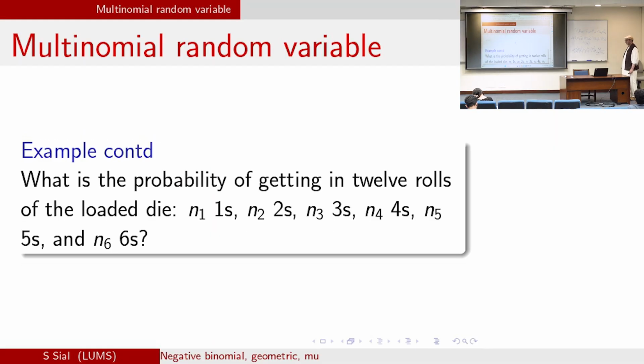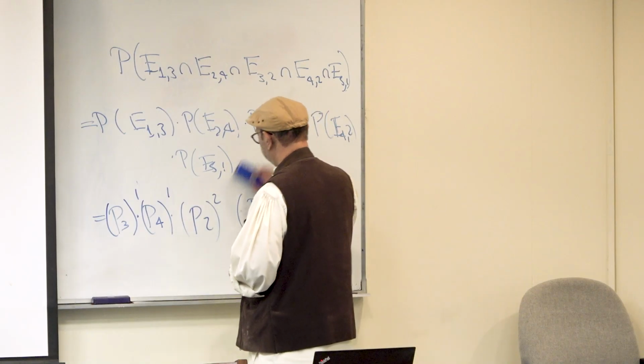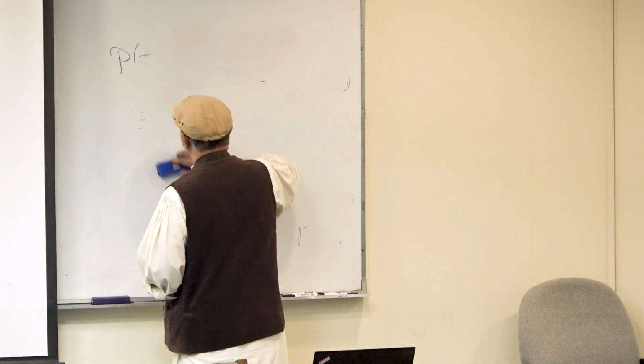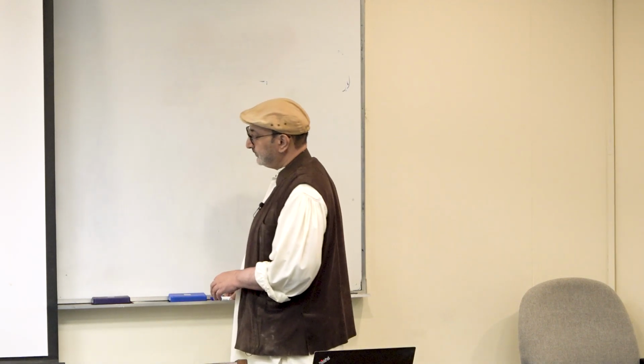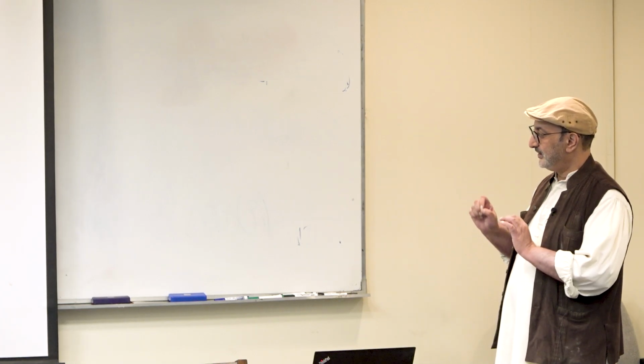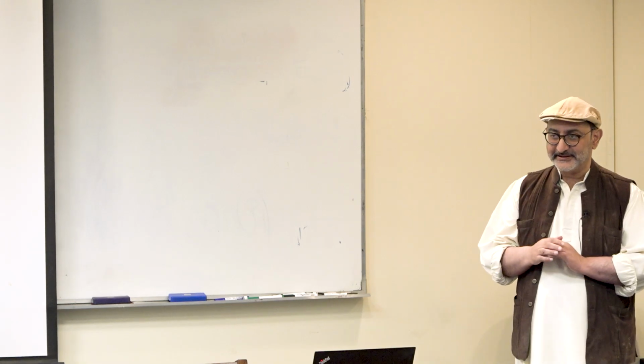Okay. Now, for multiplying probabilities, it is not necessary that the probability is the same because we're writing it out. No, now we're allowing the probabilities to be not necessarily the same. Okay, so now let's say we have a loaded die, right? What's the probability of rolling n1 1s, n2 2s, n3 3s, n4 4s, n5 5s, and n6 6s?